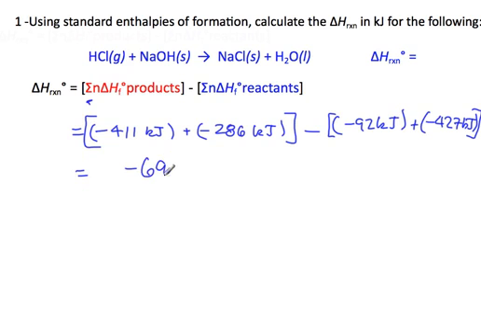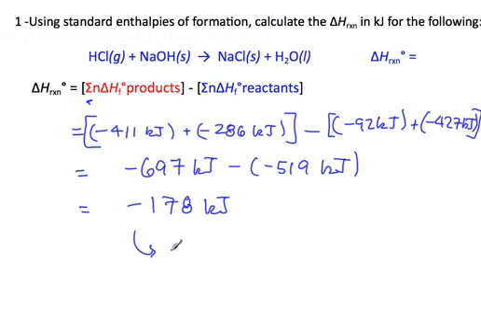So negative 697 kilojoules minus negative 519 kilojoules, and we add that all up and we get negative 178 kilojoules. And so that is exothermic because delta H is negative.